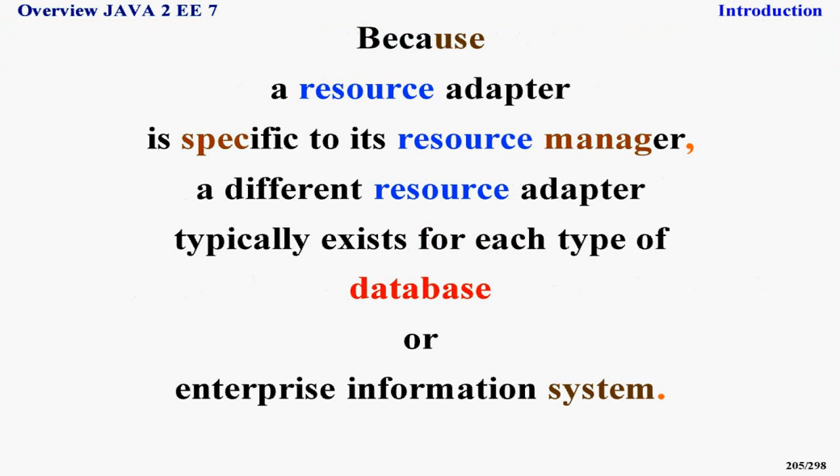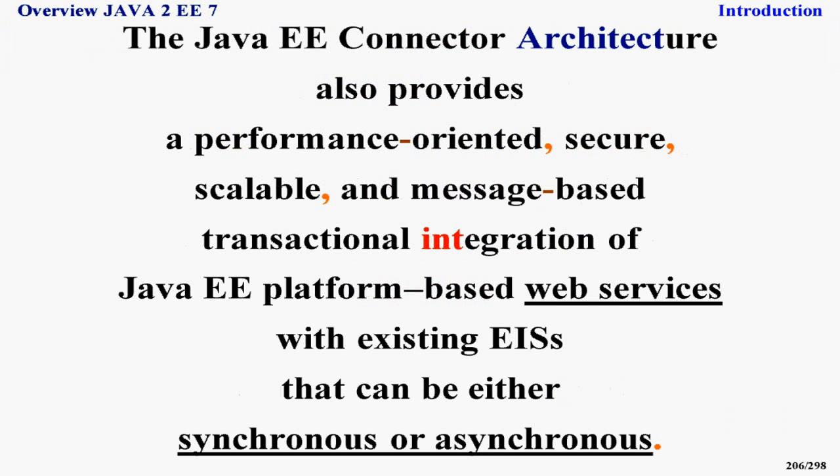Because a resource adapter is specific to its resource manager, a different resource adapter typically exists for each type of database or enterprise information system. The Java EE Connector Architecture also provides a performance-oriented, secure, scalable, and message-based transactional integration of Java EE platform-based web services with existing EISs that can be either synchronous or asynchronous.